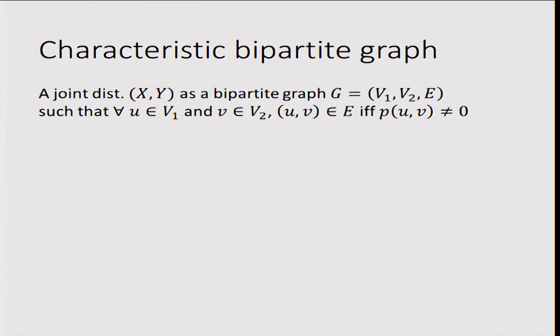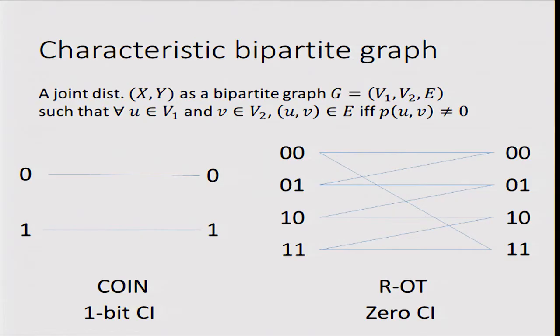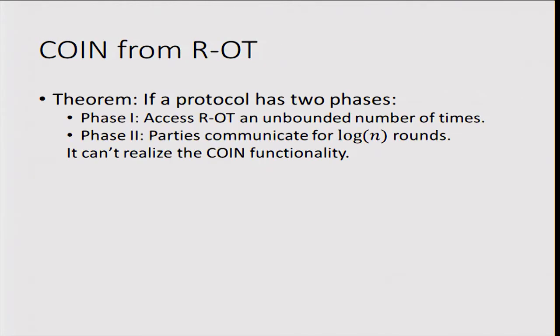For any joint distribution, we can define a bipartite graph where two nodes U and V are connected to each other if and only if the probability of UV is not 0. For example, coin has this graph, and random oblivious transfer has this graph. Note that this graph has only one connected component, and one can show that any joint distribution that leads to a graph with only one connected component has zero common information. On the other hand, coin with two connected components has one bit of common information. And this leads us to our theorem.